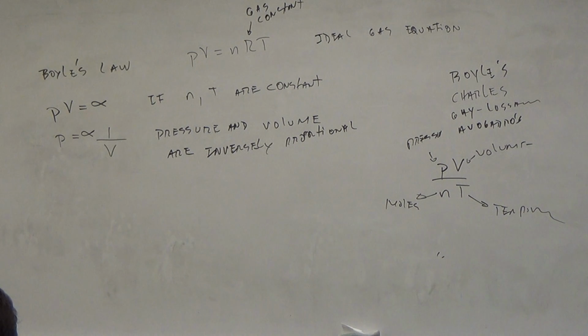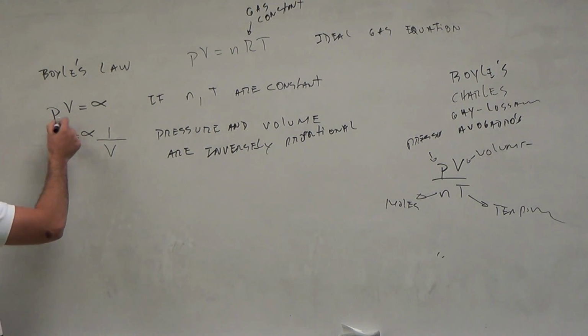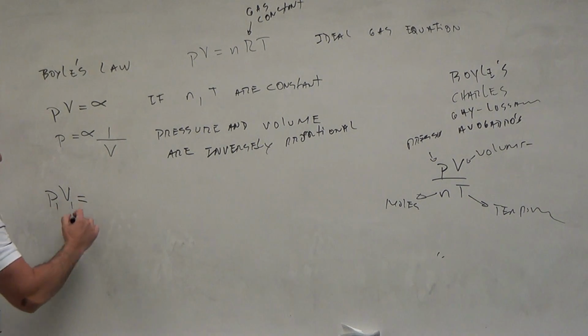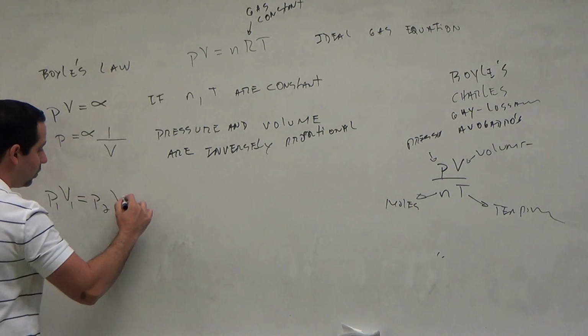You got that so far? Okay, the next one is if I give you gases under one condition and I change those conditions for the same gases, then you gotta be able to calculate the other one. So this is how it looks. You see P1V1 is equal to P2V2.